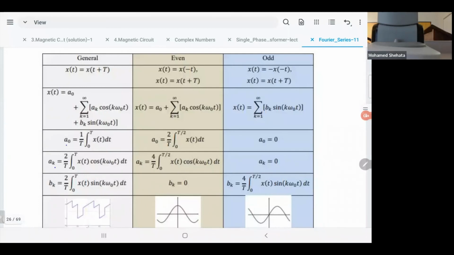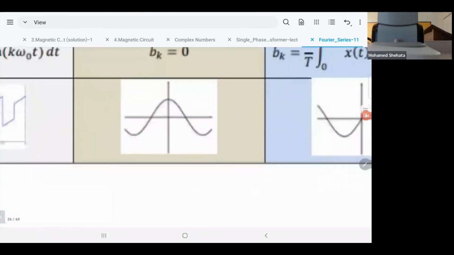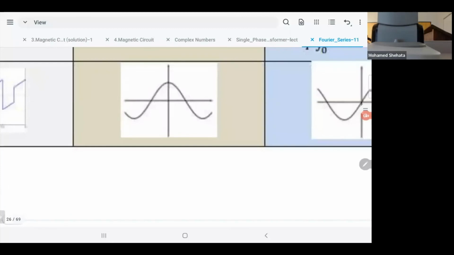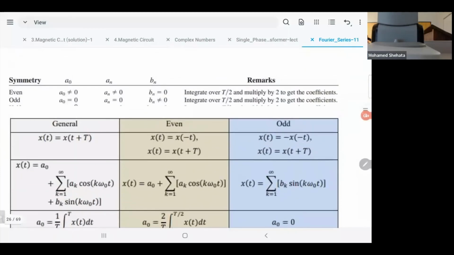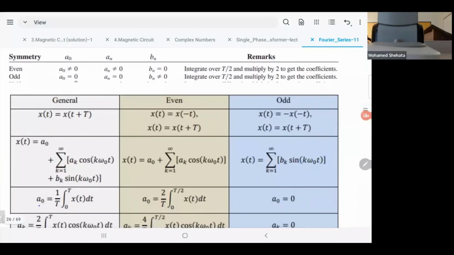Exactly. It's symmetric about the y-axis. Then you will know. Like this one, I'm giving you an example here. Look, this is even. Symmetric about the y-axis. You can check mathematically: if x(t) equals x(-t), the values at positive and negative t have the same magnitude.